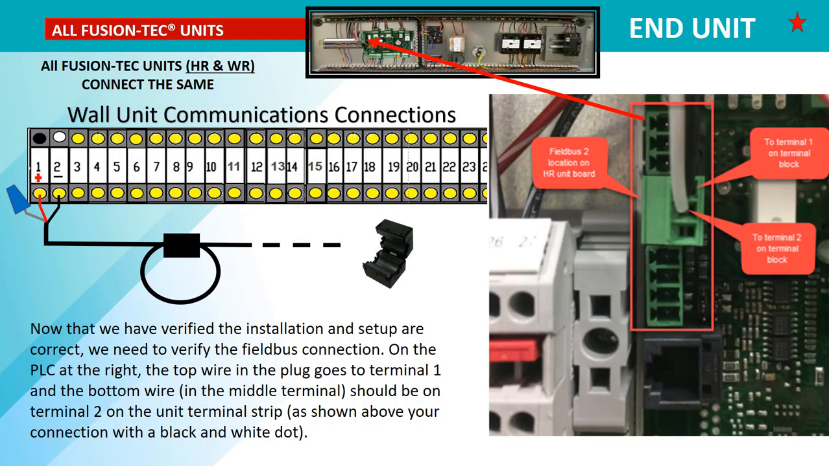Now that we've verified the installation and setup are correct, we need to verify the field bus connection. Make sure it lines up with your field connections on terminals 1 and 2. On the PLC at the right, the top wire and the plug that you can see goes to terminal 1, and we put a black dot on terminal 1 where this wire connects. The bottom wire should be on terminal 2 where the white dot is.